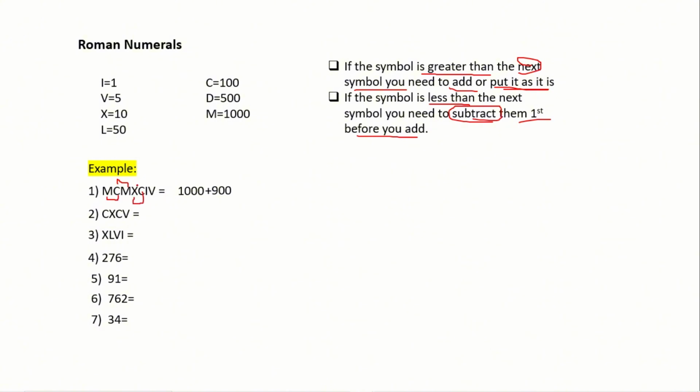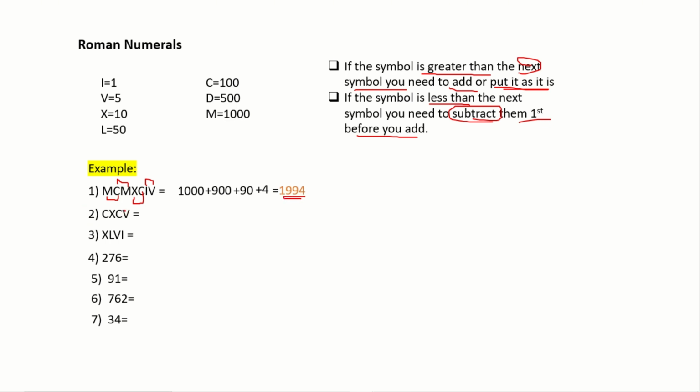And then next, X and C, and X is less than C. So again, we need to subtract them. It becomes 90, before we add 90. Then this is also I and V. I is less than V, which is 5. So we need to subtract them first before we add here. After we transform them all into numerical values, we can sum it all up, which equals 1994. This is our answer already.